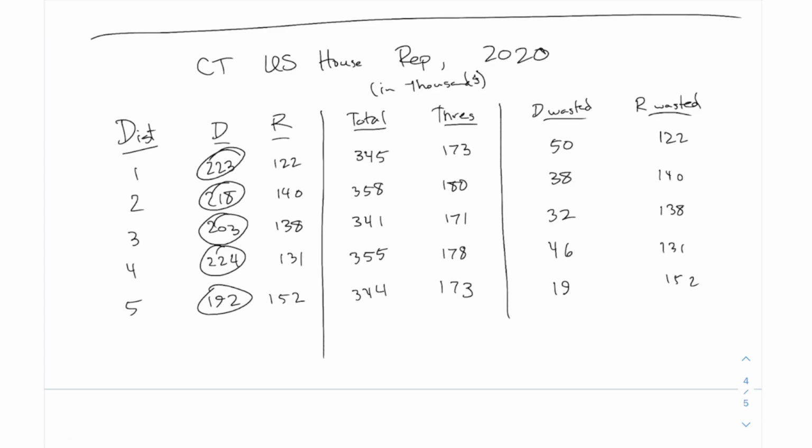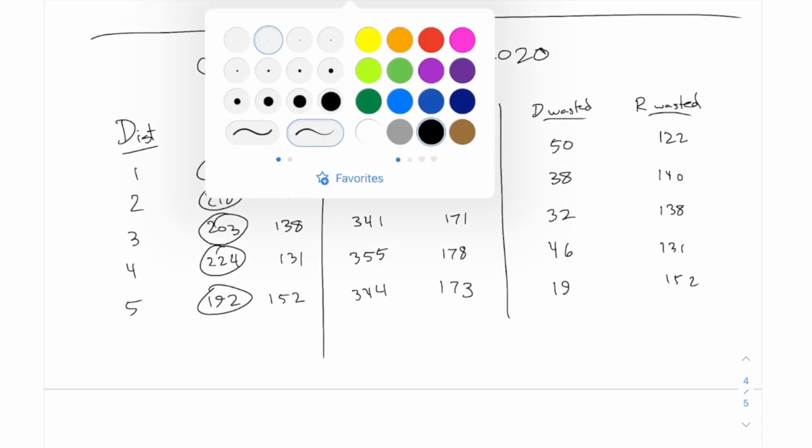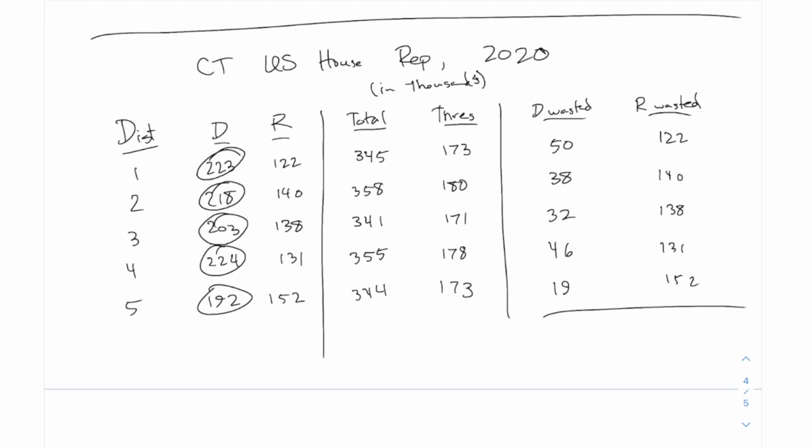All right. What do we do next? We got 2 minutes remaining. I think we can handle it. What comes next? Add them up. Yeah. Find the totals in the wasted columns and also the total in the total column. So add up all the R wasted.